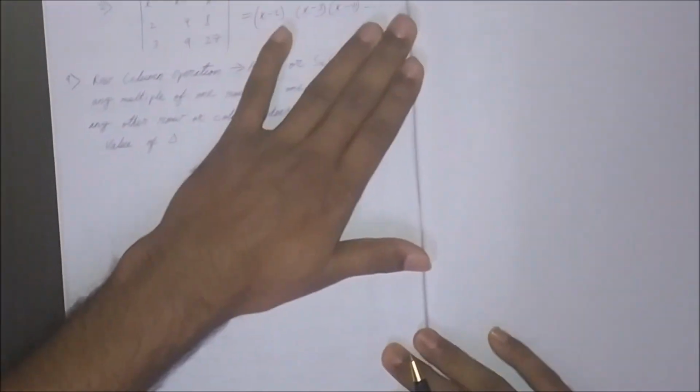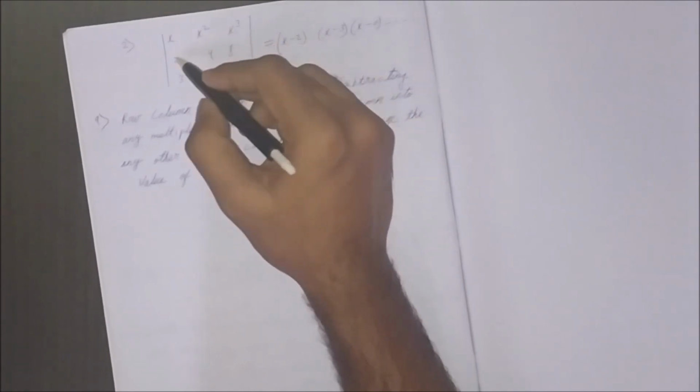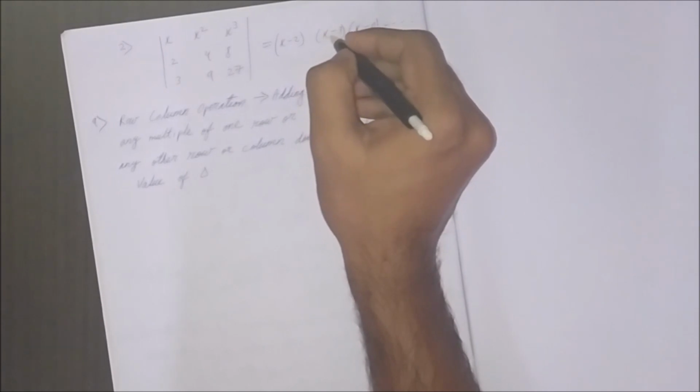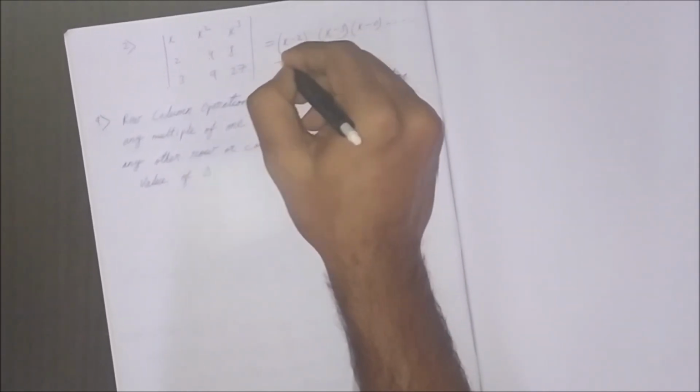One more example for the factor is, suppose we have x square, x cube, 2, 4, 8, 3, 9, 27. So we can write x minus 2, x minus 3 and x minus 0 is a factor of this determinant.